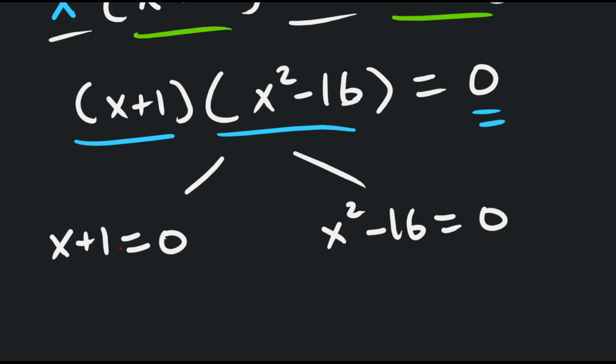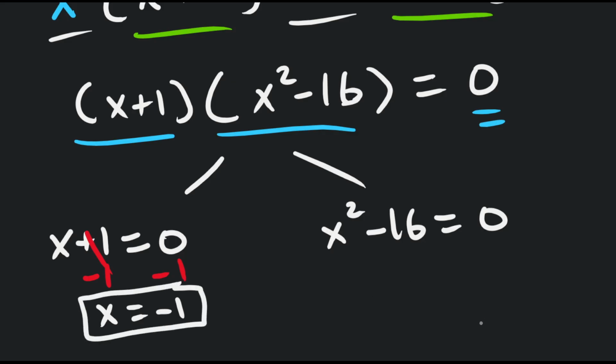And let's solve each one. X plus 1 equals 0. We'll subtract 1 from both sides. And we have x equals negative 1, so that's one solution. X is negative 1. And now right here on the other side, we have x squared minus 16 equals 0. Let's add 16 to both sides. And we have x squared equals 16.